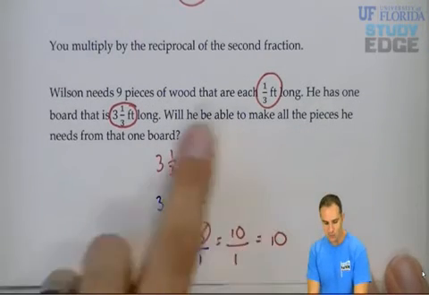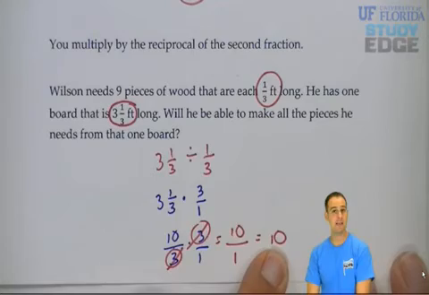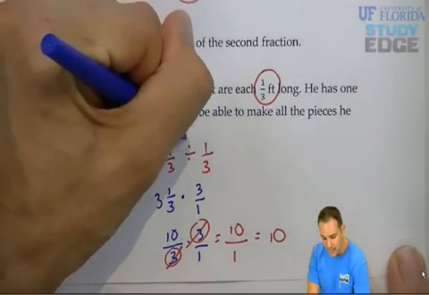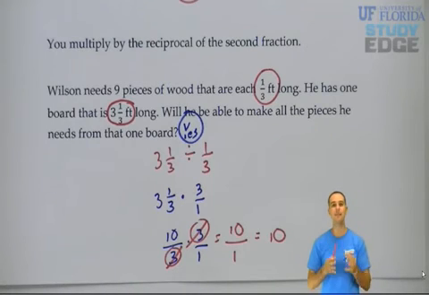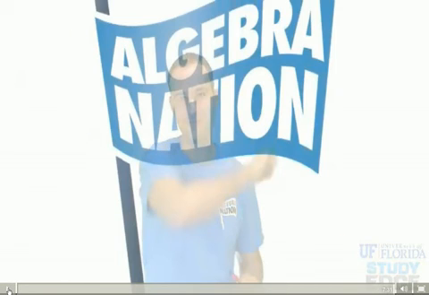Is he able to make all the pieces he needs from that one board? He got 10 pieces. He needed 9. So the answer in this case is, well, yes. He is able to get enough. He has more than enough to get the 9 pieces of wood that he needs. So if you notice, division is just like multiplication, just one extra step. You have to keep, dot, flip. That's all, folks.